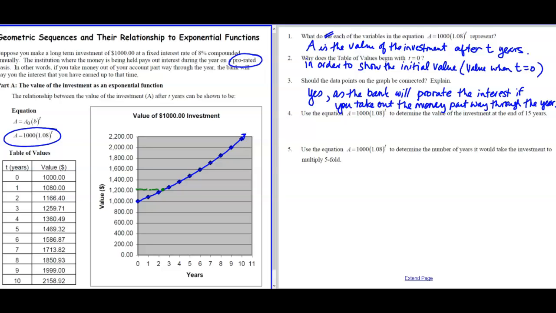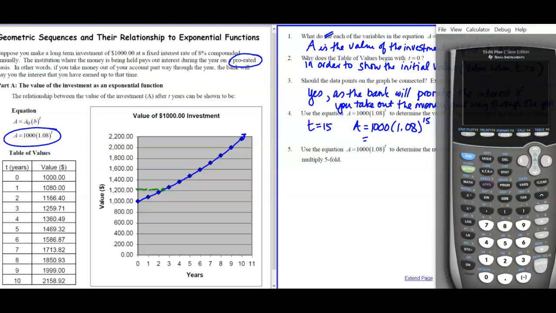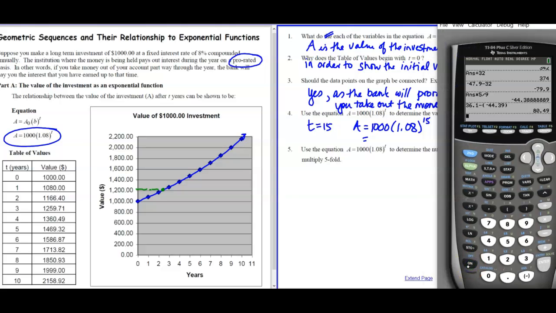Use your calculator to find the value of the investment at the end of 15 years. Take a look: at the end of 1 year, this is your investment, t is 1. At the end of 2 years, t is 2. So at the end of 15 years, t is 15. So 1,000, bracket 1.08, close the bracket, the exponent 15. Do that.